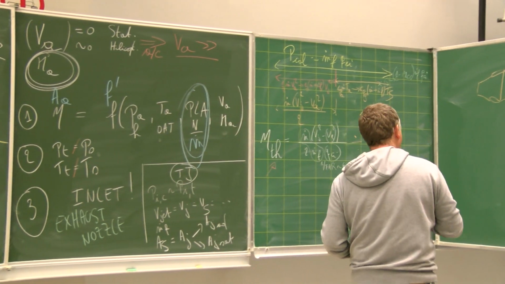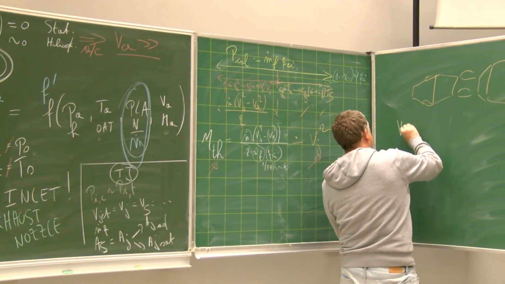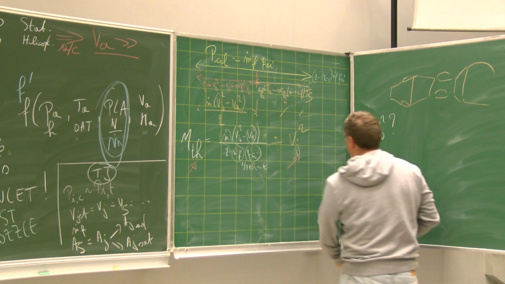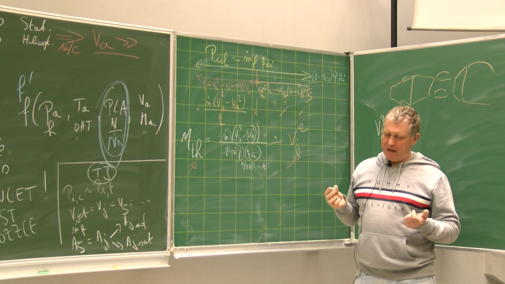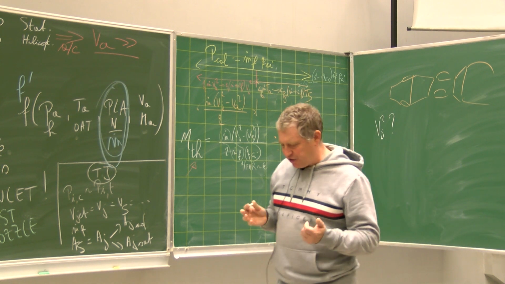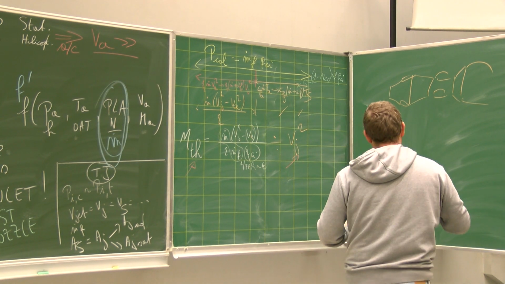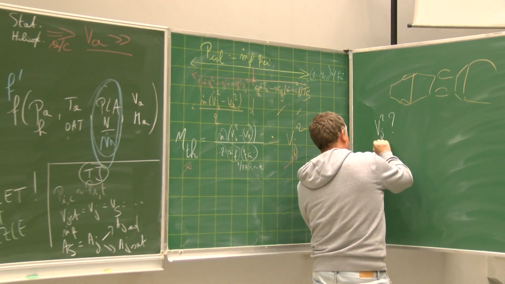Okay. Then we need to look a bit further. What are we doing with this V jet square? We have created kinetic energy, but this is not kinetic energy that we want to create. We want to create F.